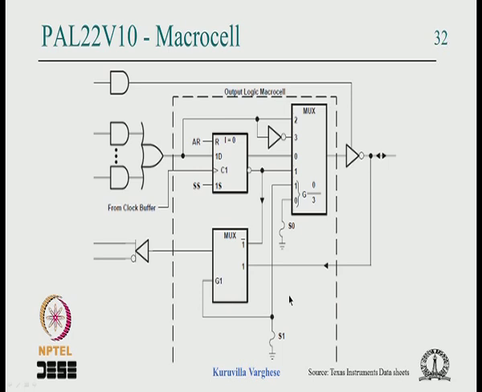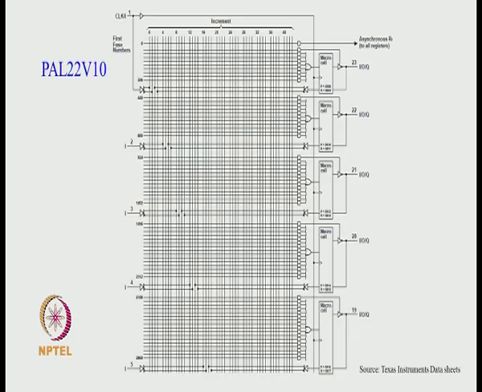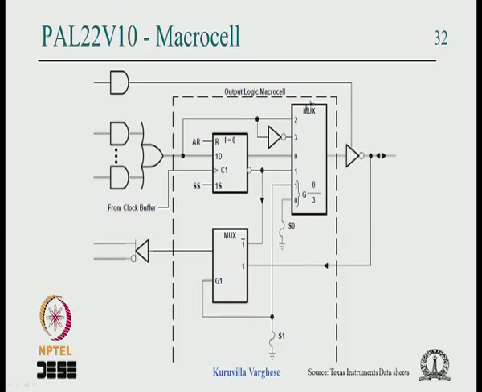So now let us look at this macro cell, which is shown in this part. So this is the AND gate, the top one, which is controlling the tri-state gate.